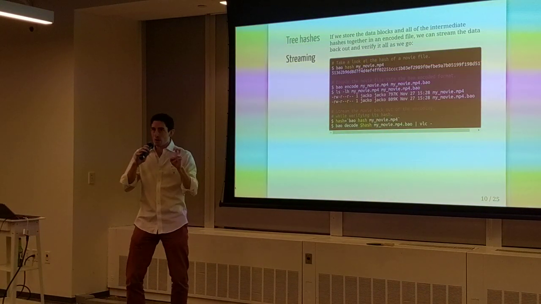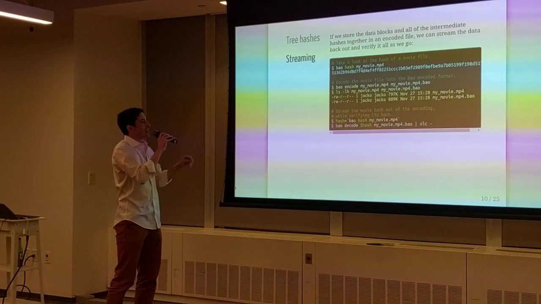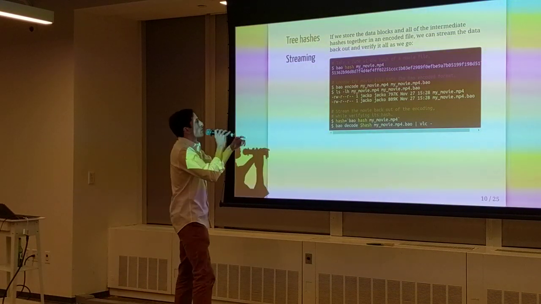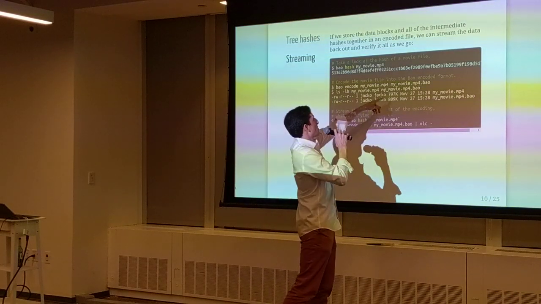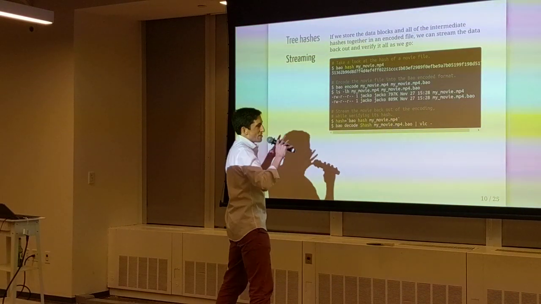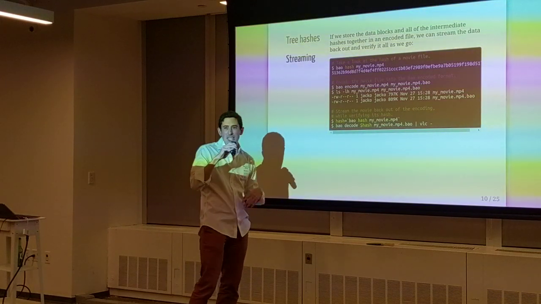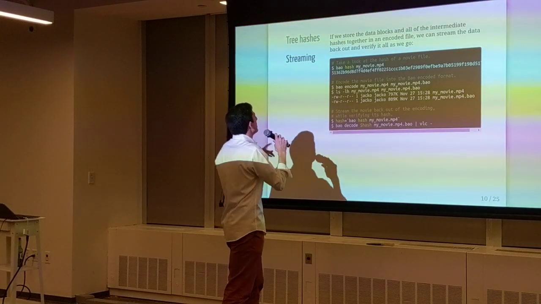It lays them out in pre-order, that's the buzzword for tree traversals, so that the decoder can grab all the nodes that it needs and verify the things that it needs. So here we see bao encode creates an encoded file. My movie .bao is the encoded version of my movie. You can conceptually think of it as like .zip, a different format that contains some stuff. It doesn't do compression, it's hashing.